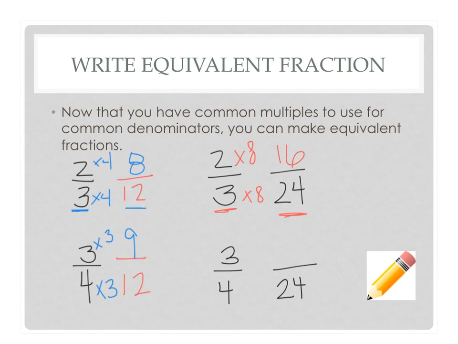Do the exact same thing for 3/4. In order to go from 4 to 24, I have to multiply by 6. So I'm also going to multiply my numerator, that 3, by 6. 3 times 6 is 18. So 18/24 is equivalent to my 3/4, which is also equivalent to my 9/12. All of those fractions are equivalent.